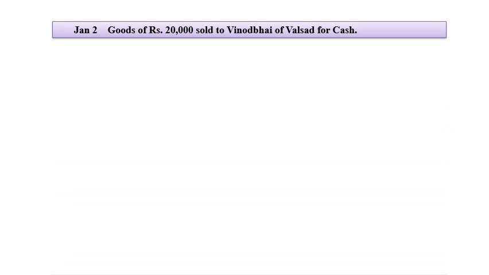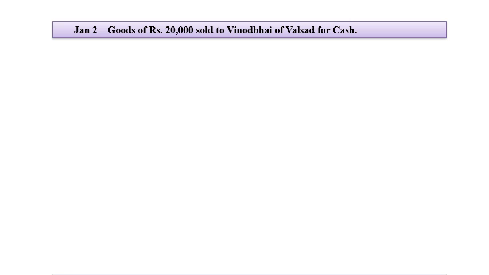January 2, goods of rupees 20,000 sold to Vinod Bhai of Valsad for cash. In this, first of all, we have to decide the nature of the transaction: whether it is a credit transaction, whether it is a cash transaction, whether it is an interstate transaction, or whether it is an intrastate transaction.